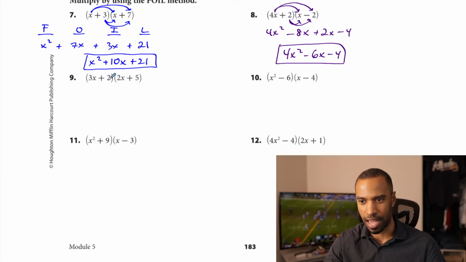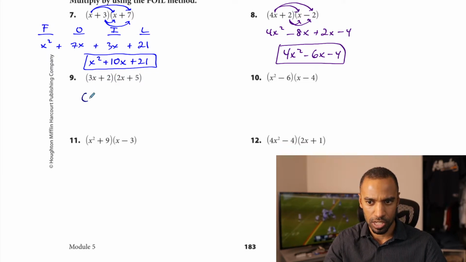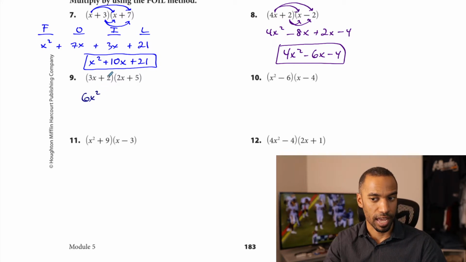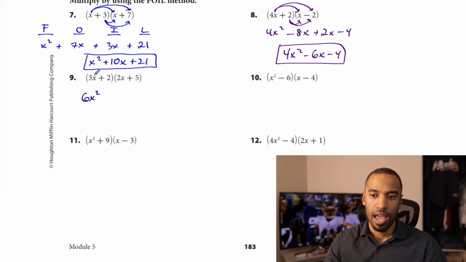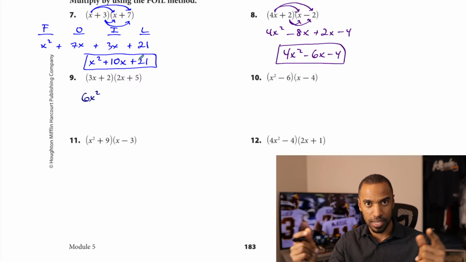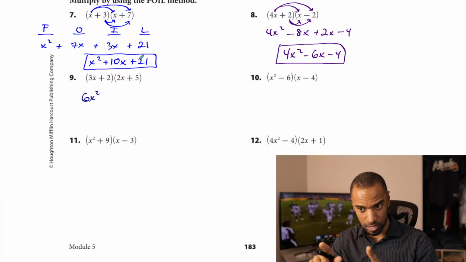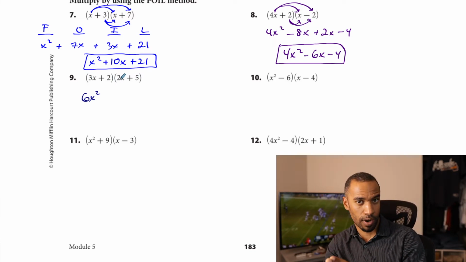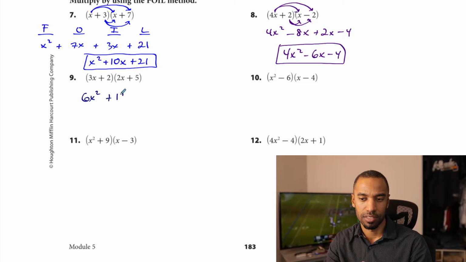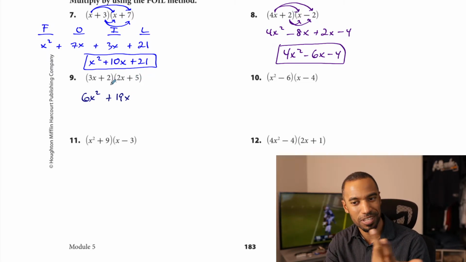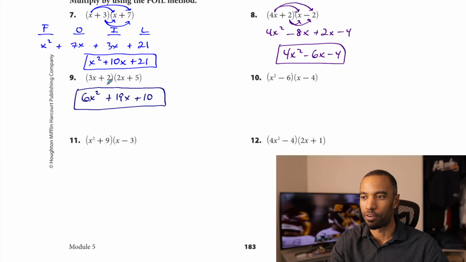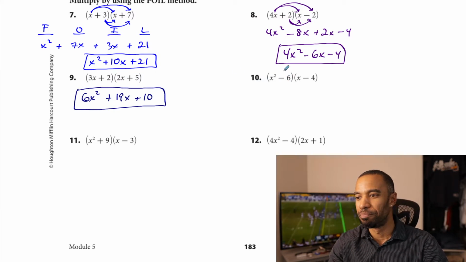First, outside, inside, last. Let's go fast on this one. This is 6x squared. It's not just 6x, right? X times x still multiplies. Outside, 3x times 5, 15x. Now, this is going to add with the inside. 2 times 2x is 4x. 15x plus 4x, right? That's 19x. Can you go without that extra step? I don't know. 2 times 5 is last. That's 10. All right. Looking good. You guys are looking good so far. Awesome. All right. Number 10.